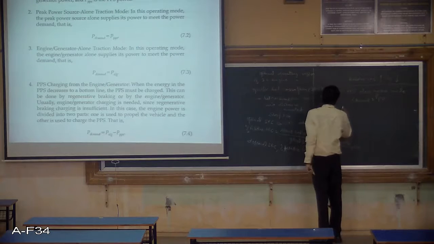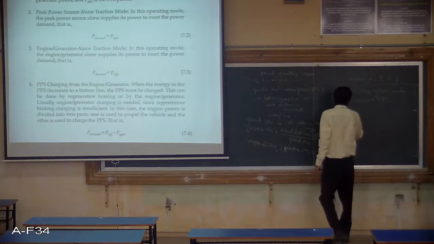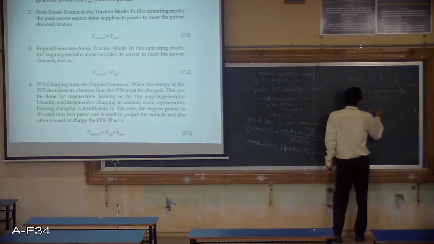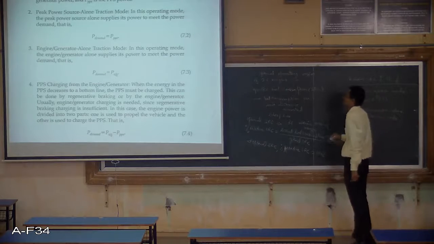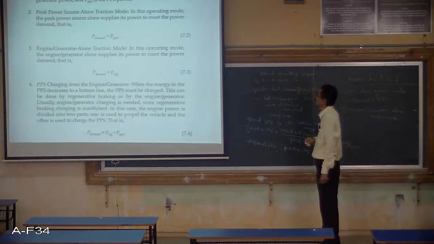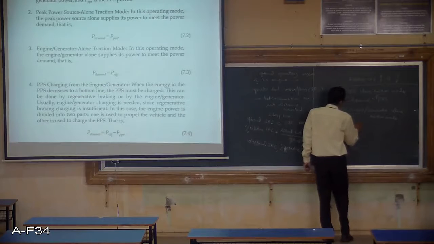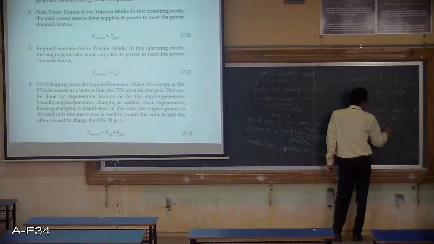Then the third one is engine generator alone traction mode. So here the engine generator alone supplies its power to meet the power demand. So P demand is equal to P of G.